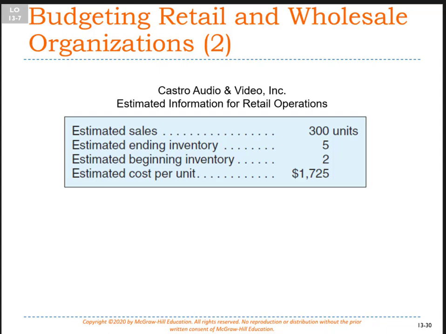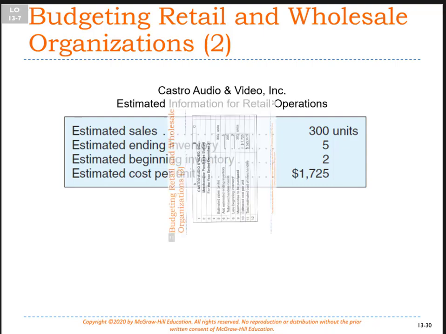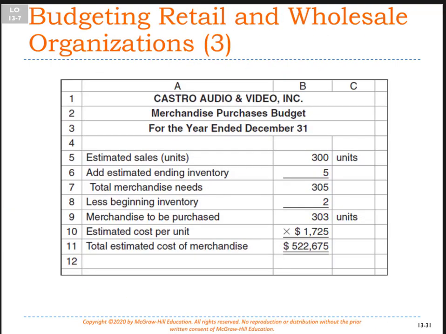So this is a situation where we've got some very expensive units. We estimate we're going to sell 300 of them. We want to have 5 at the end, not a lot, and we have 2 to start with. So we have to buy 303 of them. We don't have to make them. We don't have to hire people to make them. We just have to buy them, get them in, put them on the shelves or display them, and that's 303 of them. Estimated cost per unit $17.25.